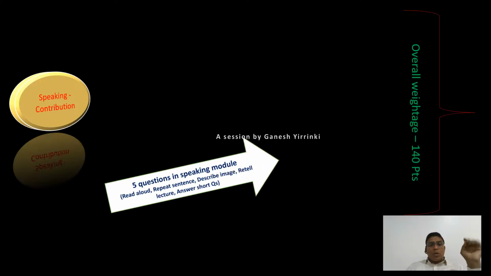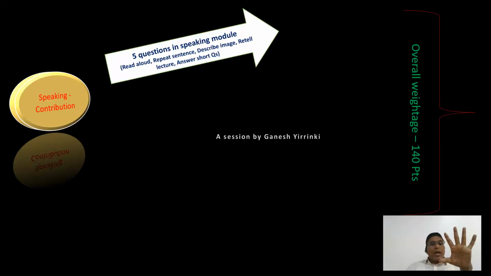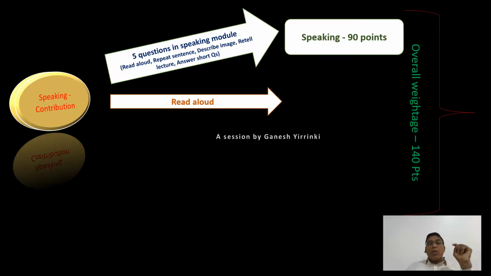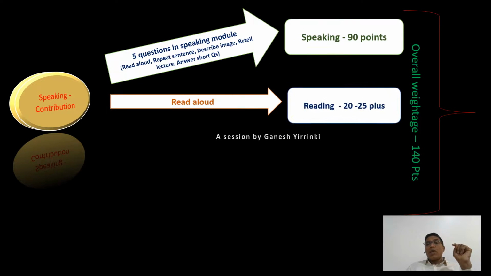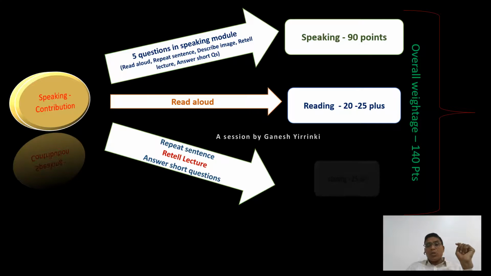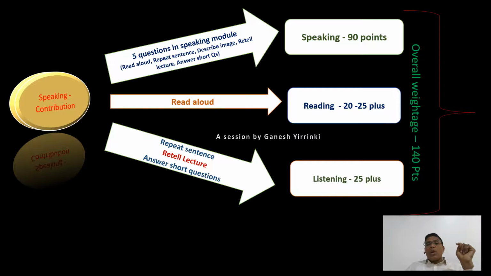So when it comes to the speaking module, we know that there are five questions, and your performance in these five questions will help you get 90 in speaking. And then one question that is called read aloud can get you around 20 to 25 points to the reading score. And from speaking, you can also get points to the listening module. Those three questions are repeat sentences, retell lecture, and answer short questions. So these will get you around 25 points to the listening score.